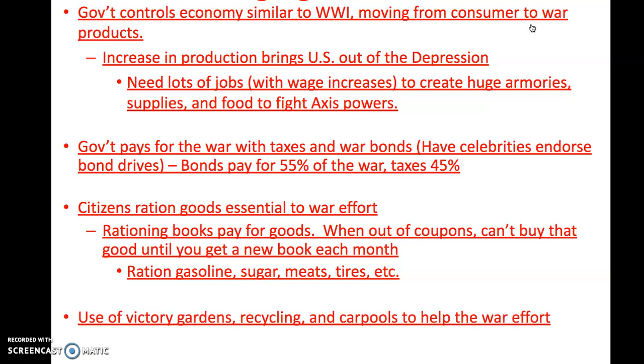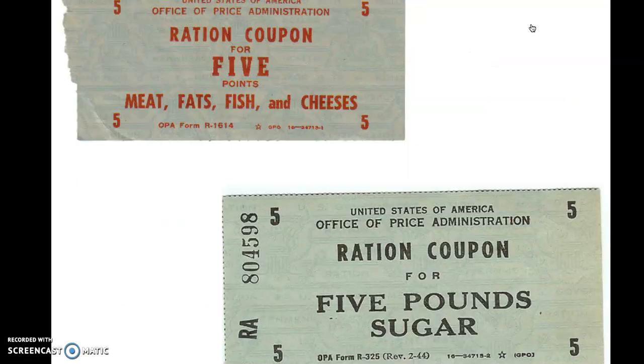All right, and so other things that the government promotes to really try and get us there: use of victory gardens, recycling, carpools, again, all to help with the war effort. So here's a look at some of the rationing coupons. So ration for 5 points. This is essentially the limit on what you can get: meat, fish, fats, and cheeses, 5 pounds of sugar. Once you run out of what's in the coupon book for that month, then it is limited to that. Once you're done, this is what you bought for the time being, and you have to wait a whole other month.